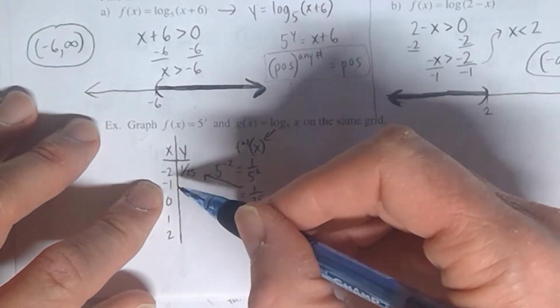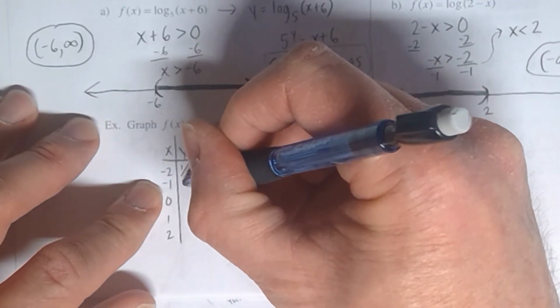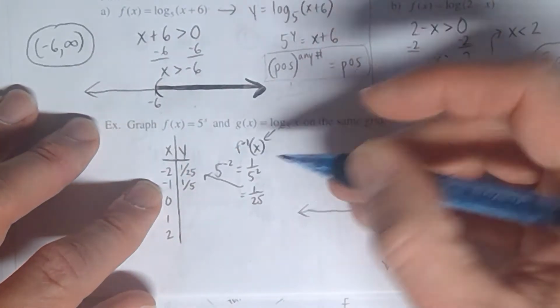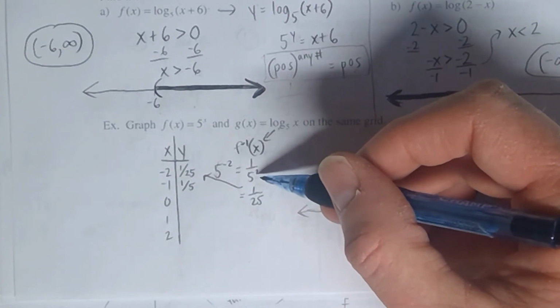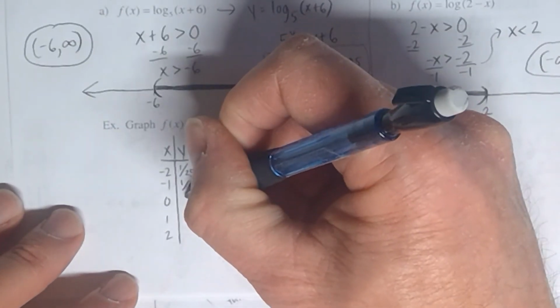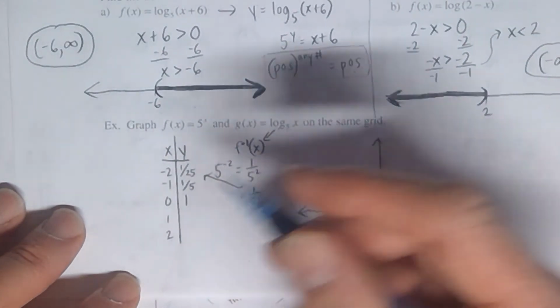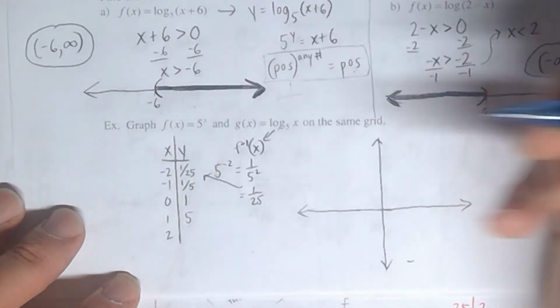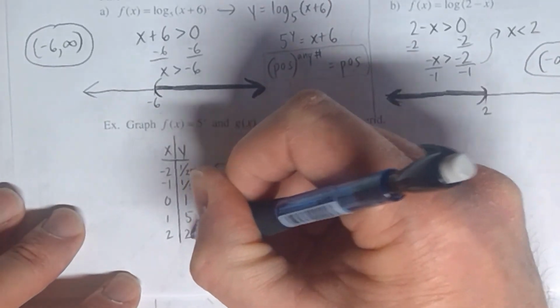What is 5 to the -1 if I plug in -1? That's going to be 1 over 5 to the first. All right, just the same thing as this, only the exponent is 1 on the bottom instead of 2. 5 to the 0 power, anything to the 0 power is 1. 5 to the first is 5, and finally 5 to the second is 25.